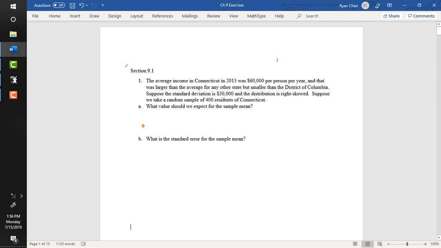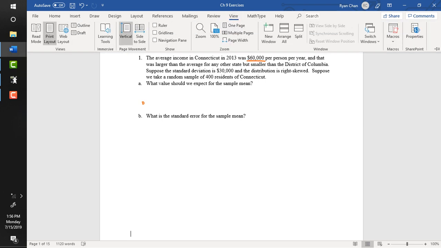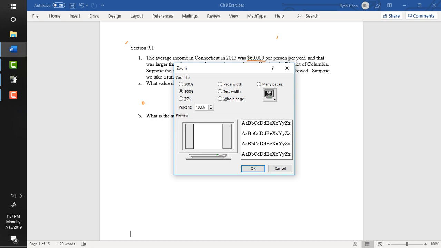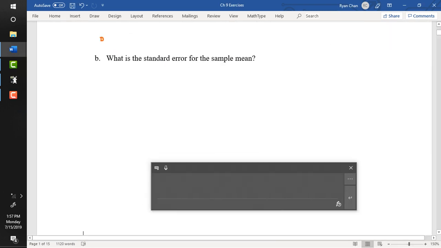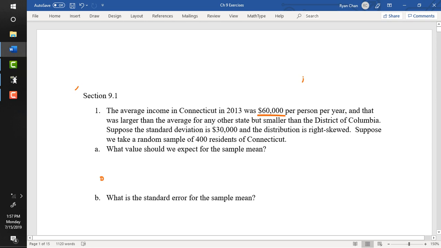Okay, so it's about average income, here's the problem. It says suppose the standard deviation is 30,000 and the distribution is right skewed. Suppose we take a sample of 400 students in Connecticut. We have to remember there are specific letters that go with these. So 60,000. Now let's talk about what the 60,000 is. It is the average. Actually, sorry, let me zoom in. So 60,000 here is the average out of all of Connecticut.